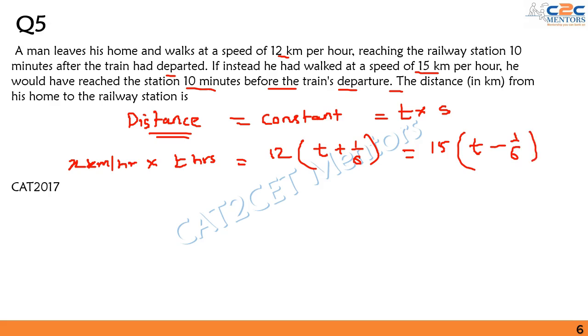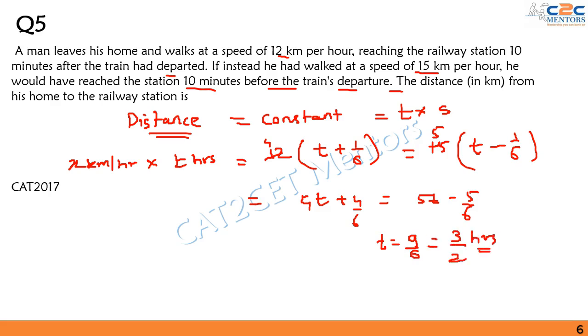So this is the equation that we have to equate, and if I solve this equation, this will be 4 times, this will be 5 times. 4t plus 4/6 is equal to 5t minus 5/6, or I am left with t is equal to 9/6 or t is equal to 3/2 hours. Now I have to calculate the distance in kilometers. If I substitute the value of t in any of this equation, I will be getting my answer. So 12 multiplied by t, that is 3/2 in this scenario, plus 1/6, this is equal to 20 kilometers.